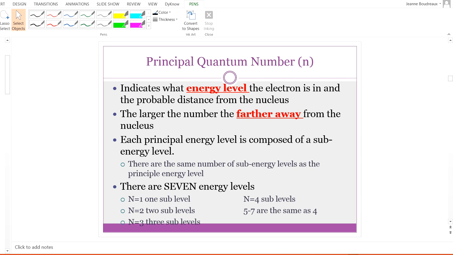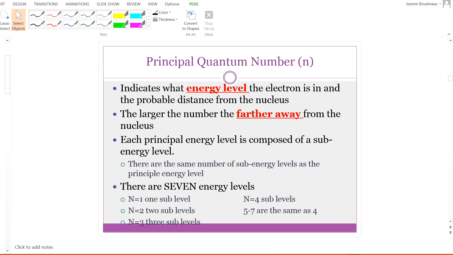The first quantum number is the easiest quantum number. It's called the principal quantum number, and it's represented by the letter N. The principal quantum number indicates the energy level the electron is in and the probable distance from the nucleus. The larger the number, the farther away from the nucleus. So if we have an electron in energy level 1 and an electron in energy level 7, then the electron in energy level 7 is farther away from the nucleus.